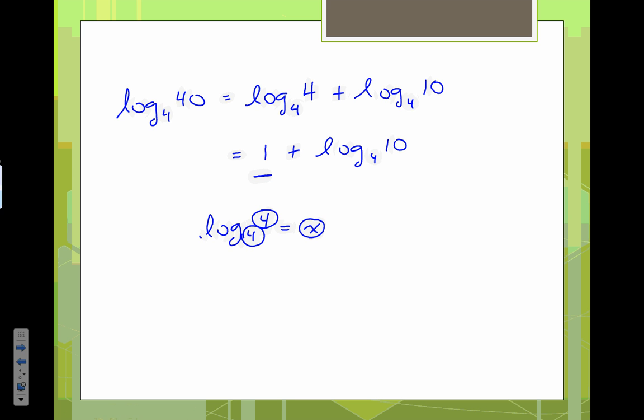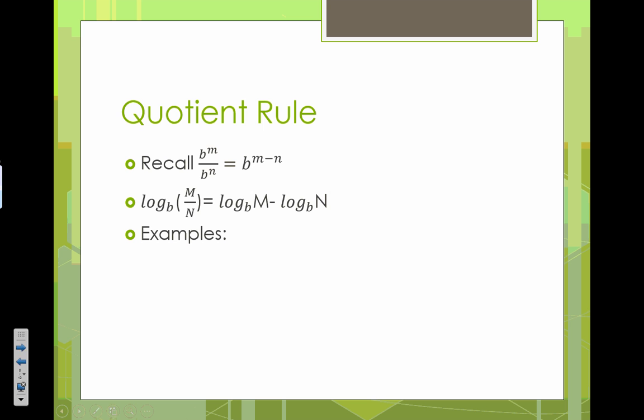Okay, so that's our product rule. And similarly, we have a quotient rule, and recall that when we've got exponents that have the same base and we're dividing them, we can simplify them by subtracting the exponents. And again, the same thing works in logarithms. When I'm dividing two logarithms, I could express that as a difference between the two logarithms. And again, it works both ways. If I have two logarithms that I'm subtracting that have the same base, I can combine them by division.